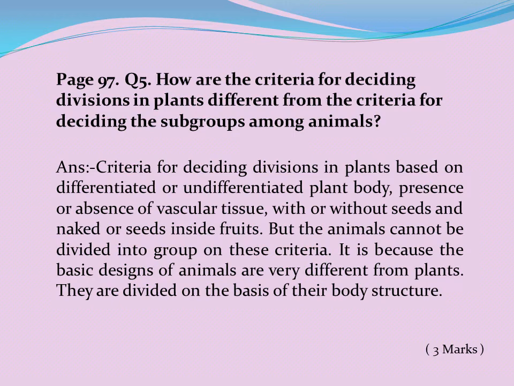Page number 97, question number 5. How are the criteria for deciding divisions in plants different from the criteria for deciding the subgroups among animals? Answer. Criteria for deciding divisions in plants are based on differentiated or undifferentiated plant body, presence or absence of vascular tissue, with or without seeds, and naked or seeds inside fruits.